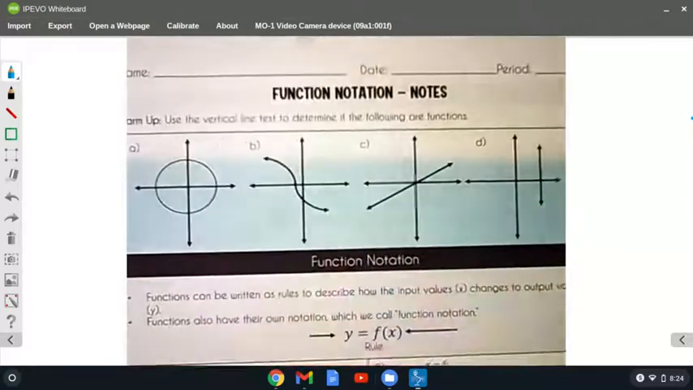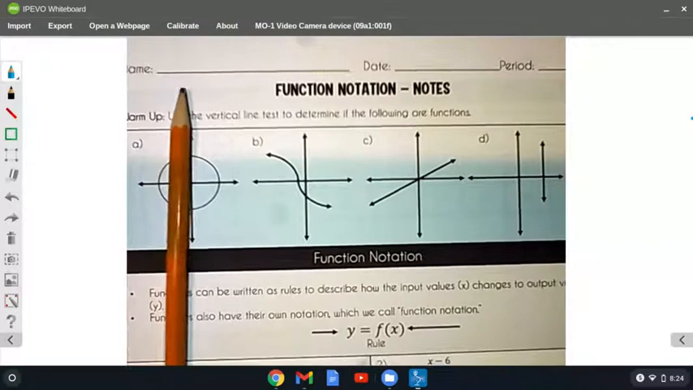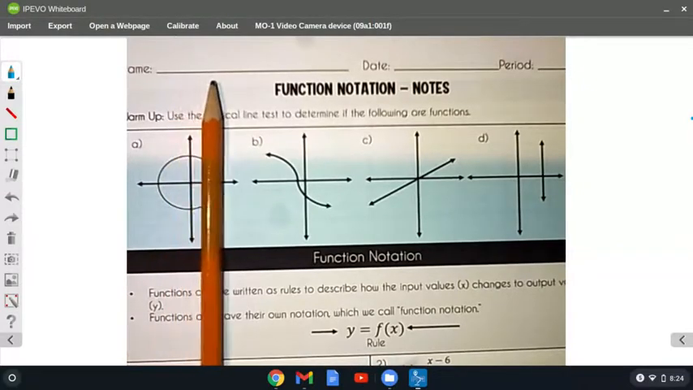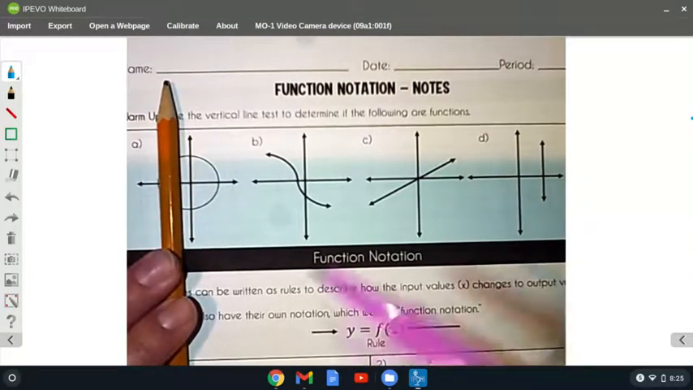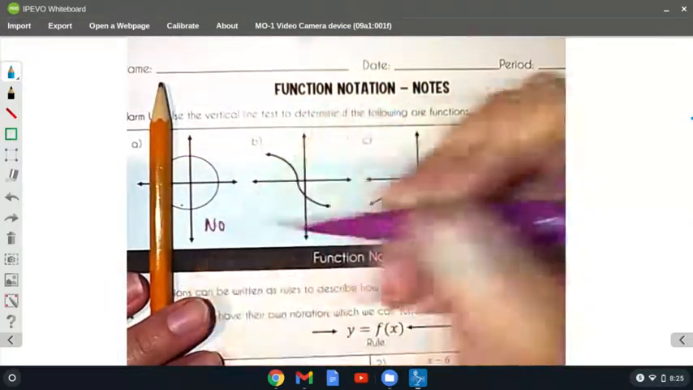So if I look at this, I do my vertical line test. I want to know whether these are functions or not. So I drag my vertical line, which I use my pencil. Does it hit my pencil more than once in two locations, here and here? Yes, it does. So this is not a function.